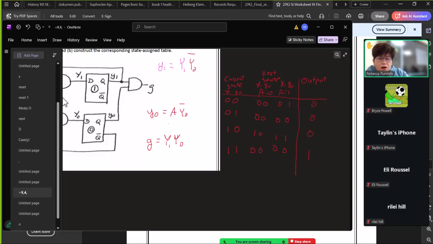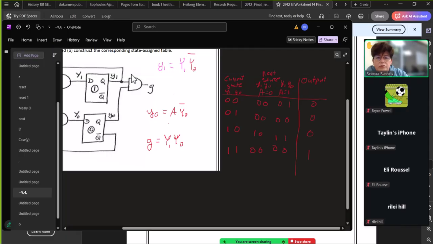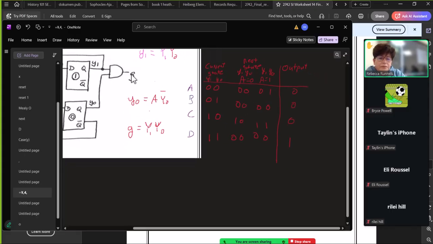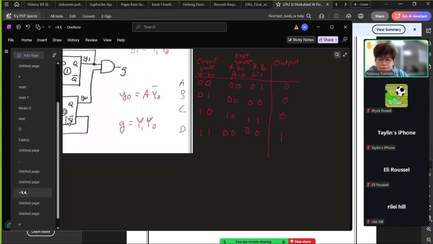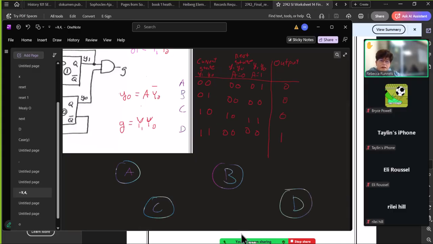So now let's call these states A, B, C, and D. I don't remember ever doing this problem before. And this will be 0, 0, 0, and 1.